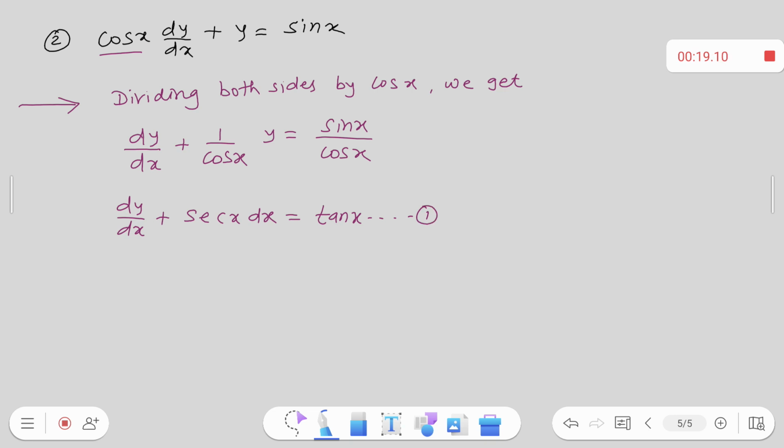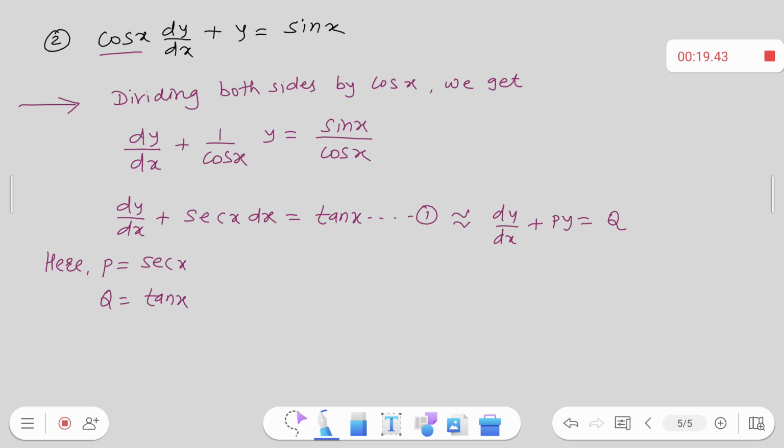Now your equation 1 is reduced into dy by dx plus py is equal to q form. So here p is sec x and q is tan x. By comparing it with dy by dx plus py is equal to q, here the coefficient of y is sec x and the RHS term is tan x.